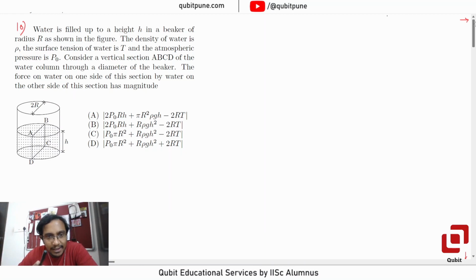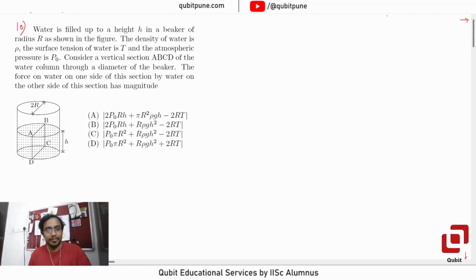Observe the last term in every option. That is 2r into capital T, and you know that is actually the surface tension, right? Because surface tension is force per unit length acting on either side of an imaginary line, in this case that line is AB, with diameter being 2r, it's 2r into T, so that is clear.